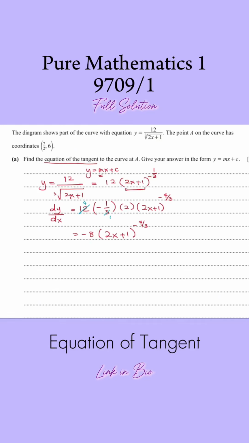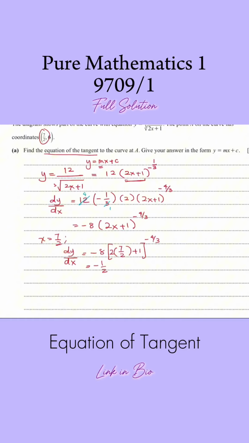Finding out the gradient at the exact point means that you have to substitute, that is when x is equal to 7 over 2. When x is equal to 7 over 2, your derivative, or your gradient, equals negative 8 times (2 times 7 over 2 plus 1) to the power of negative 4 over 3, which should give you negative half. Now, that is not yet an equation, that's just a gradient.